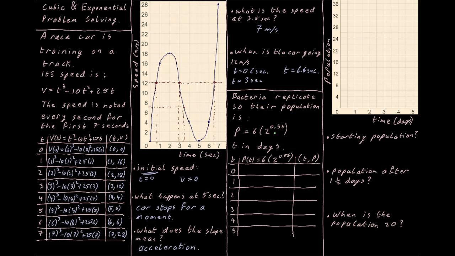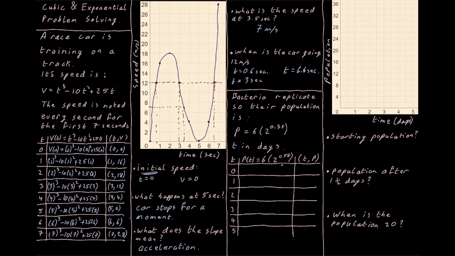We can also work with exponential equations. So if we have bacteria, they reproduce very quickly, and their population P is given by 6 times 2 to the power of 0.5t, where t is measured in days. The fact that our input variable, t, is up in the power is what tells us that we have an exponential type equation. The power is often called the exponent, and that's where we get exponential.